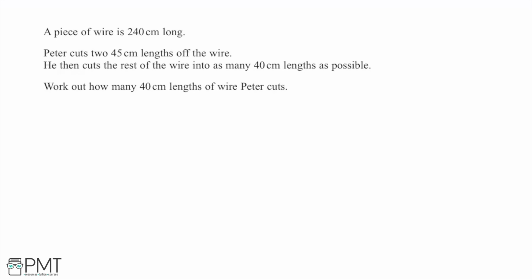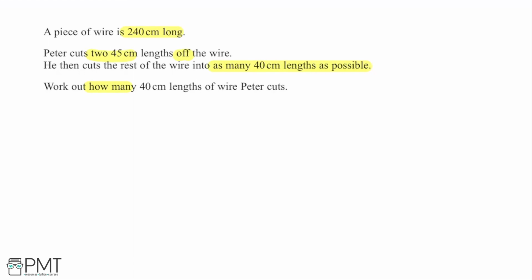So here I'm told that a piece of wire is 240 centimetres long, and then I'm told that Peter cuts two 45cm lengths off of the wire. He then cuts the rest of the wire into as many 40cm lengths as possible, and we're asked to work out how many 40cm lengths of the wire Peter cuts.